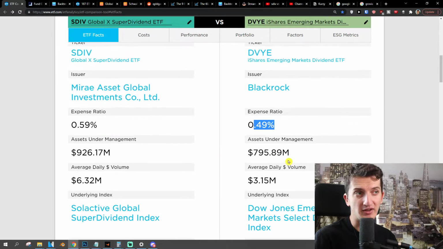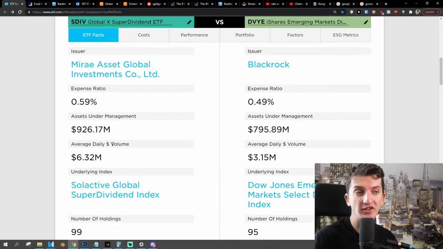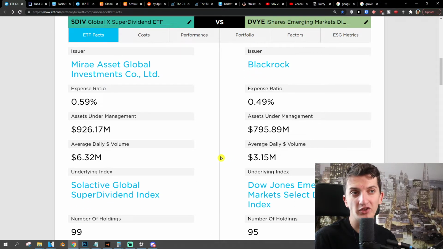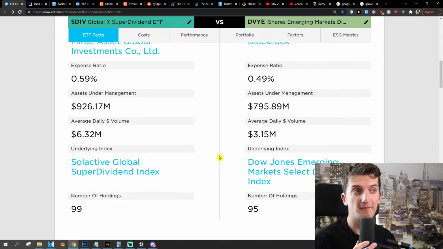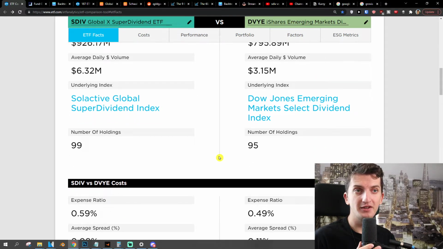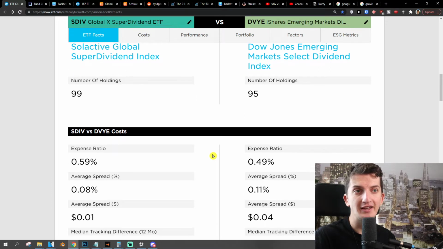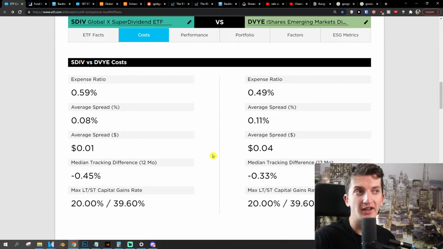Assets under management are similar, 800 million compared to 926 million in SDIV, so SDIV is winning here, but they're both low. Average daily volume is 6 million compared to 3 million. Again, SDIV is winning, but 6 million average daily volume is not high, let me tell you that. The underlying index is different. Number of holdings 99 to 95, and the expense ratio I already talked about. Average spread in dollars 0.09 compared to 0.04, and then we will look at the performance soon.